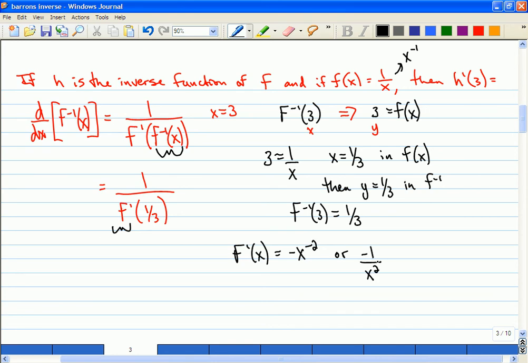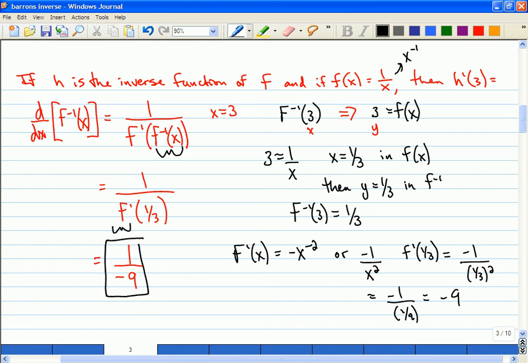Either would be fine. So if I plug in x equals 1/3, I'm going to have negative 1 over 1/9, which is negative 9. So now I've got my relation reduced to this, and I have an answer, which is negative 1/9. And for question 41, that looks like B.